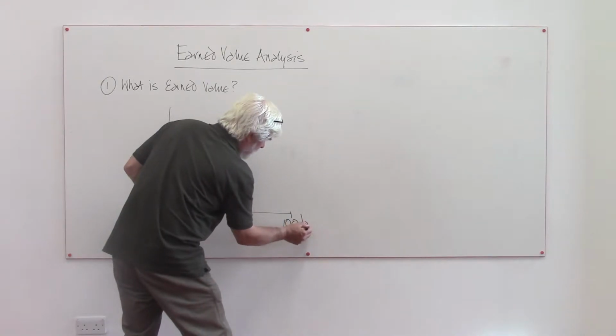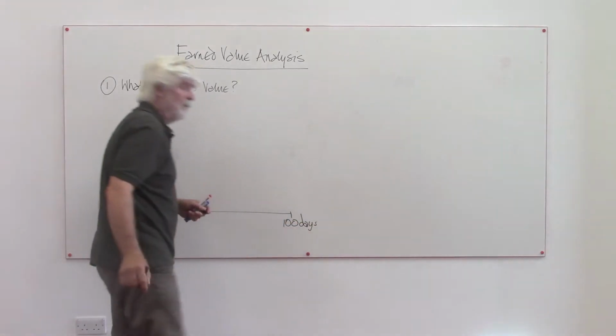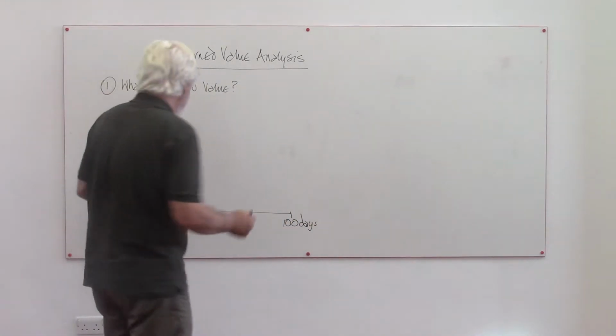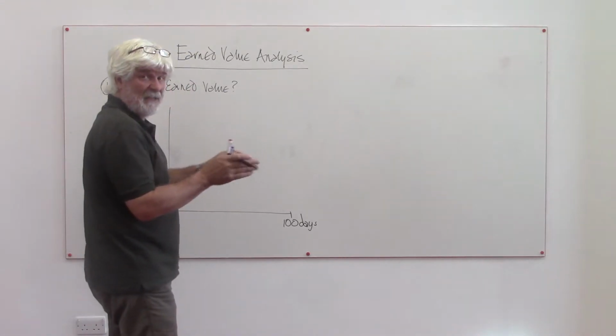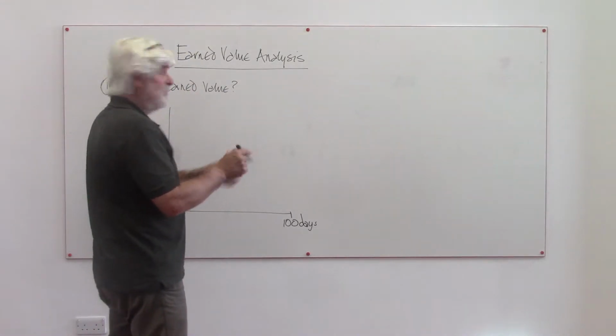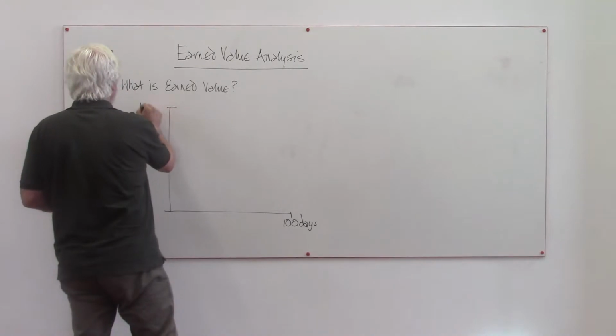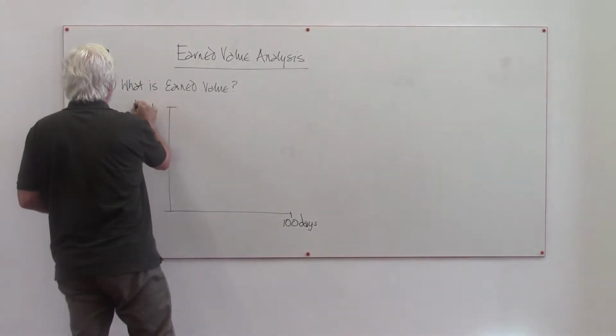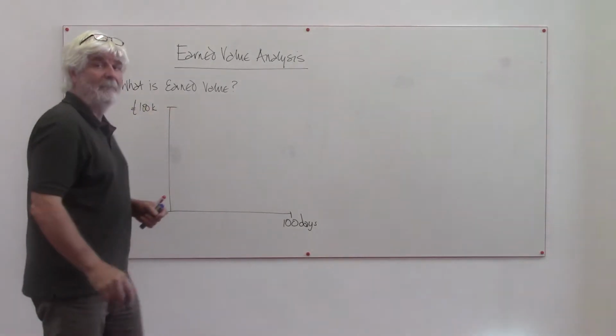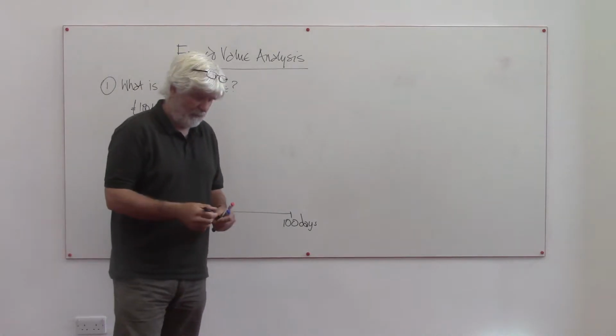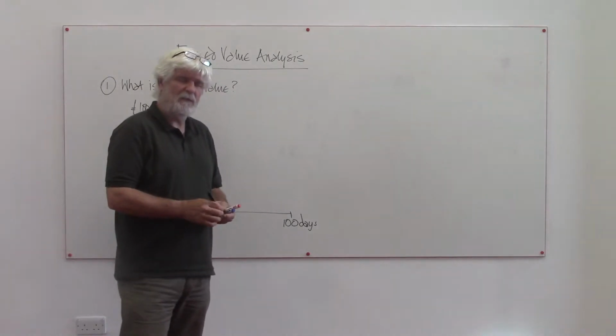Hope you can see that that's 100 days total to produce them. Each one's £10,000, so that's 10 times £10,000, so that's £100,000 total up here.